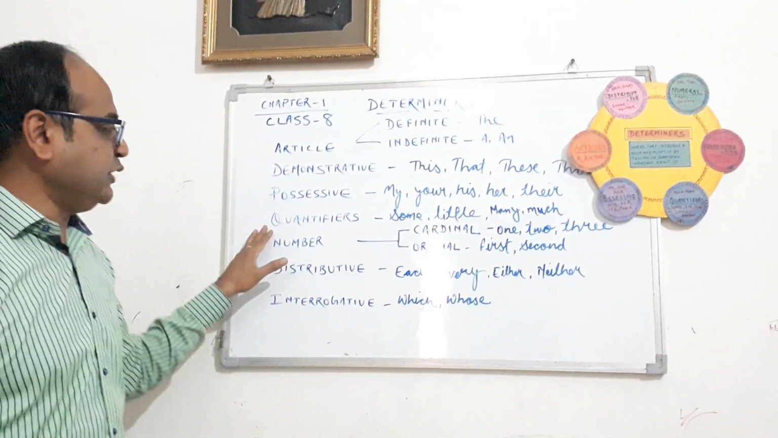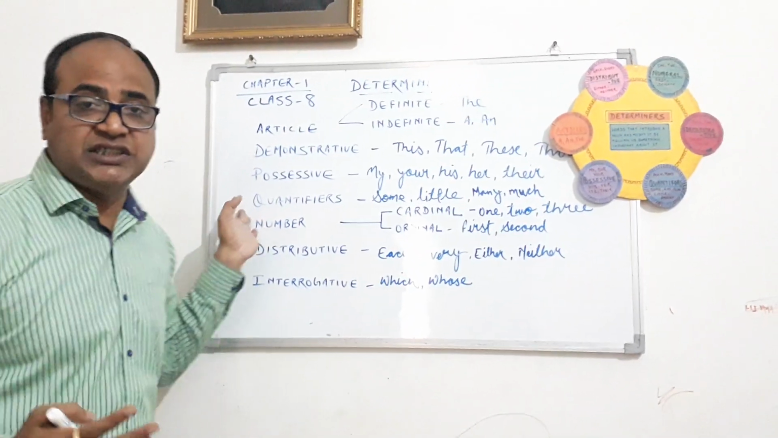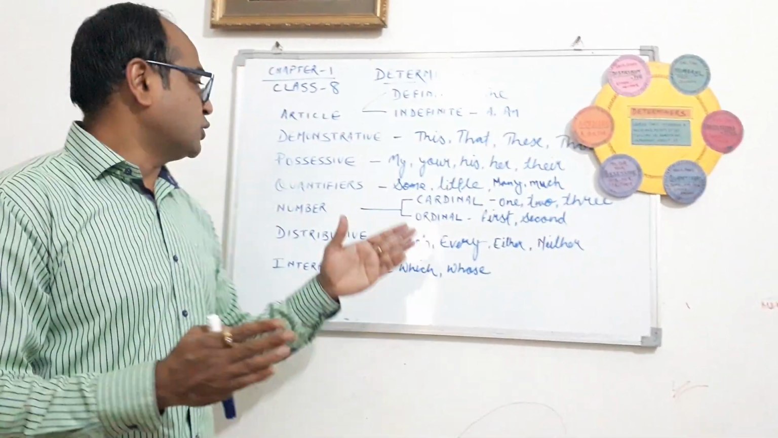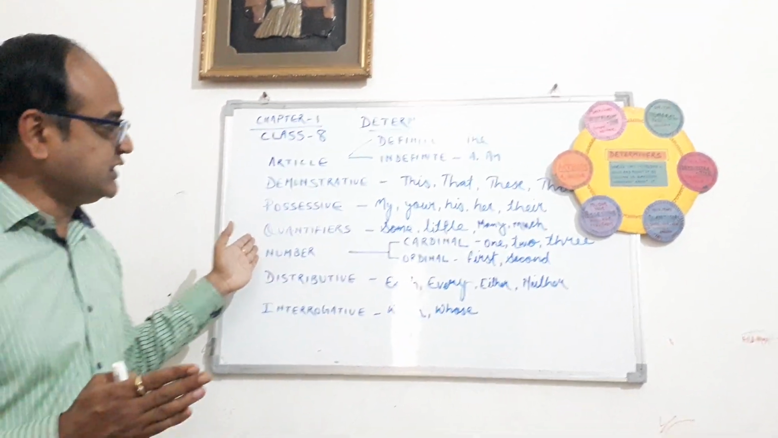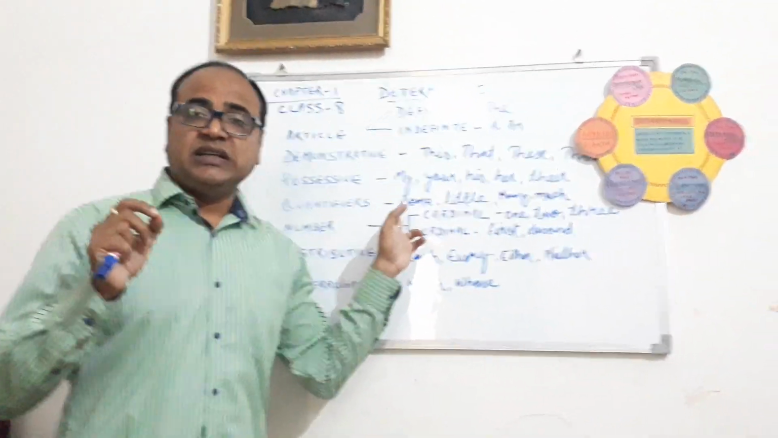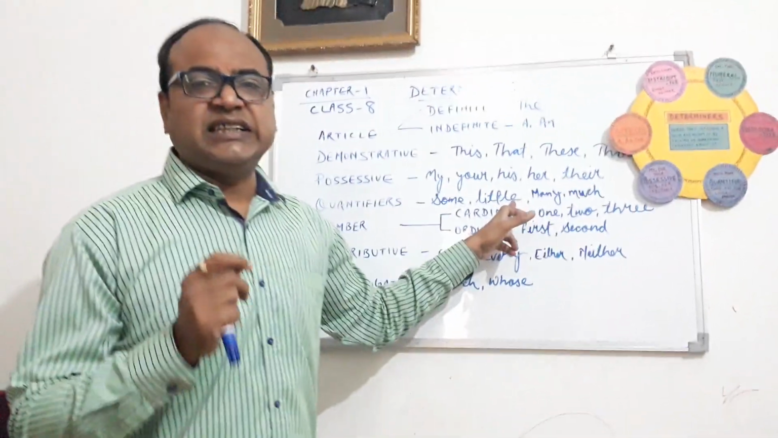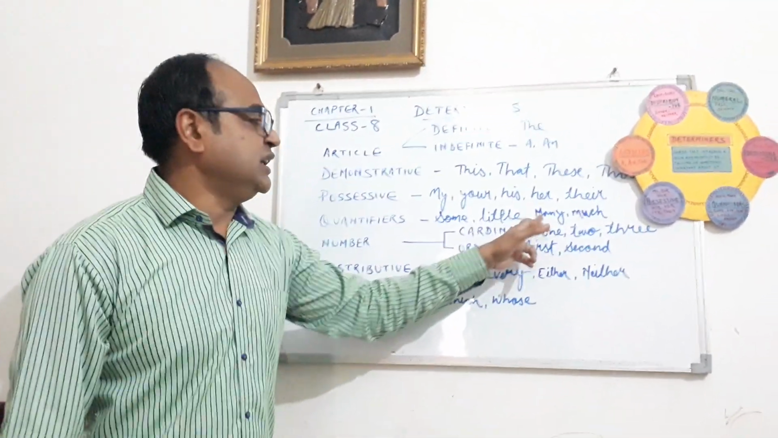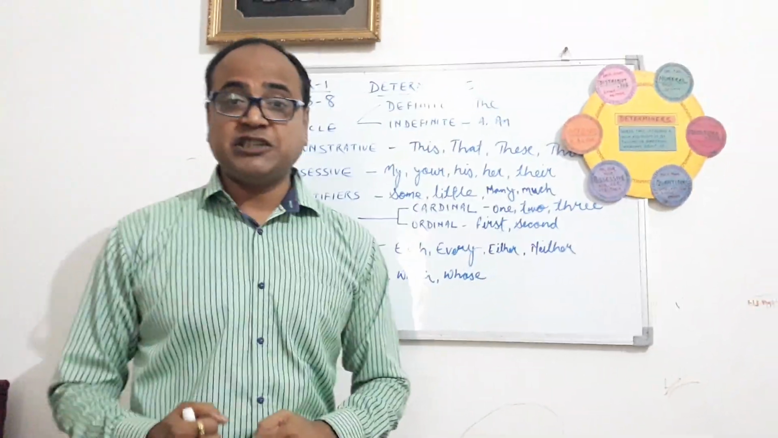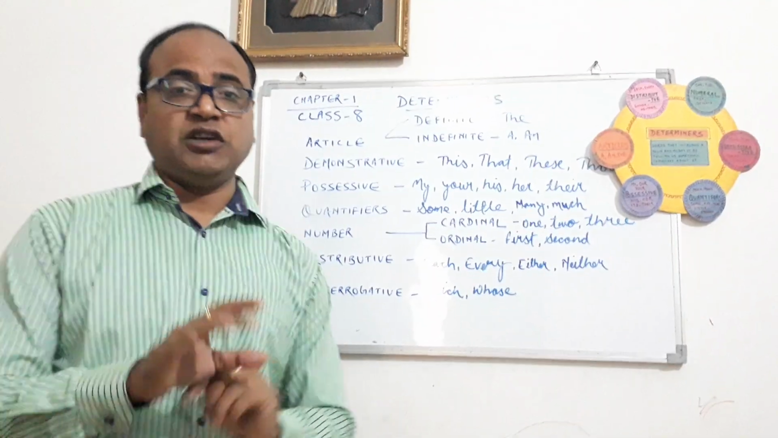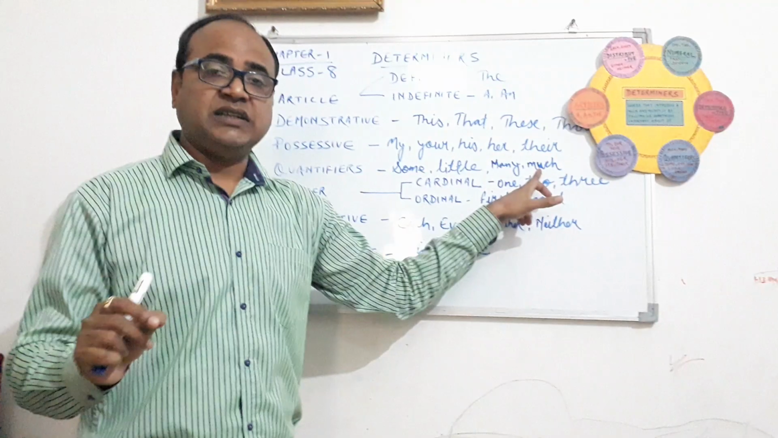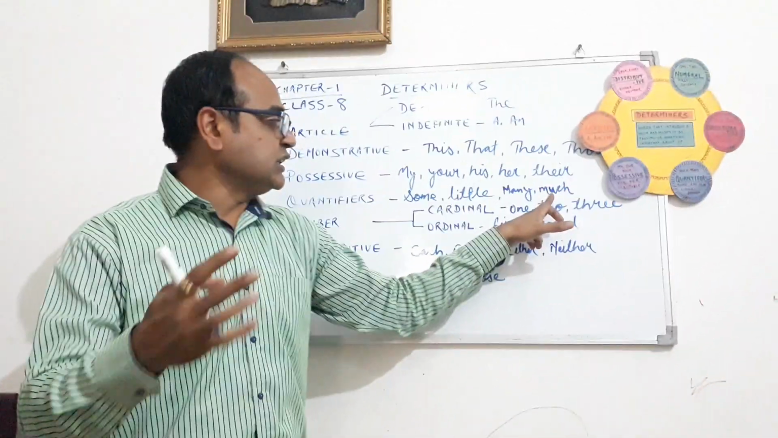Now let us come to the quantifiers. Quantifiers talk about the quantity. Nouns, as you know, are countable as well as uncountable. So quantifiers tell about the quantity of a noun. There is some water in the bottle. There is little sugar left with me. There are many stars in the sky. I have much patience. Patience is something which cannot be counted in numbers. The word much is used for uncountable nouns.